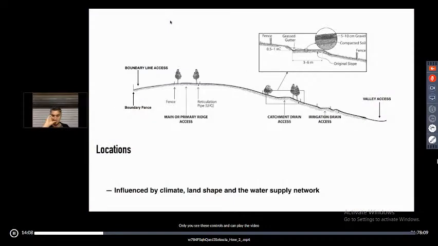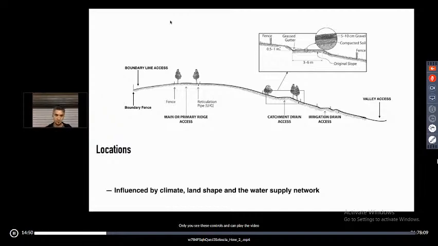So now we're going to talk about different locations, and first I have to say that location will be determined by the climate, land shape, and the water supply network. This is how we think in Keyline design. There are certain priorities that need to be dealt with first, and that's why in Keyline design it's always first about climate, and then about geography, and then we move to water.